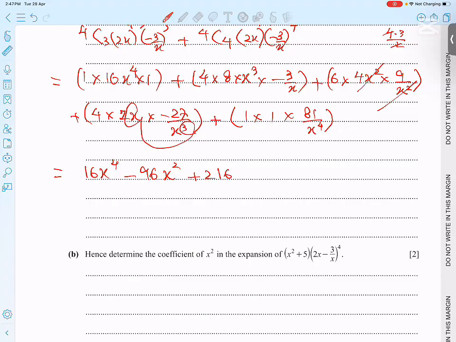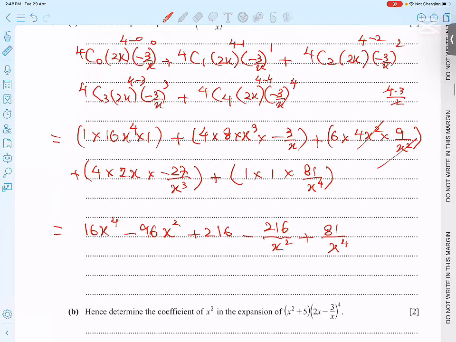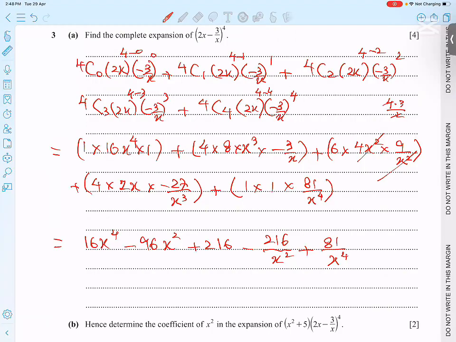Out of x, x cube is gone. I get x square but negative, and x square comes in the denominator. And if you multiply these two values, it is 56, 216 once again. And the last term is what? And that is obviously plus 81 over x to the power 4. And he was asking us to find all the terms completely. Okay, so I hope the concept is very clear.